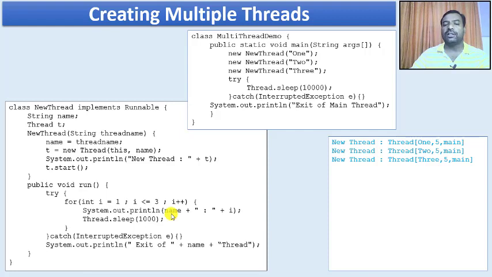Right now the thread with the name 1 is executing, hence I'm going to print 1 plus a colon and the value of i, that is 1. Hence I'm printing 1 colon 1. This is going to be the output. So now it will go into sleep, and the second thread will come into the picture.